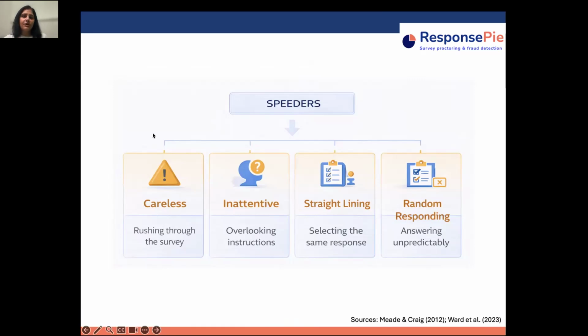So the first type of fraud are our speeders, who are really just respondents trying to complete surveys as quickly as possible with minimal effort, minimal attention. These respondents can be careless, so they can click through items without even reading them. They can be inattentive, so they're responding to items without fully understanding the instructions. They may engage in straight lining behavior, which is selecting the same response option across multiple items consecutively. And lastly, they may engage in random responding, or selecting responses at random across survey items.